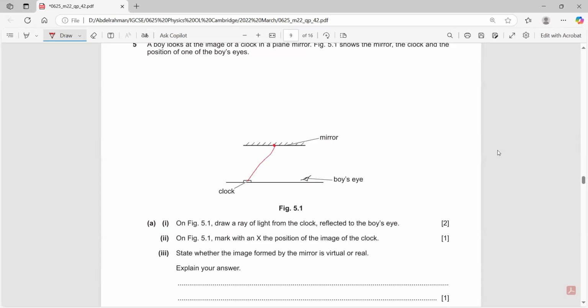Then you need to draw a straight line, using your ruler, from the clock to the mirror, and at this point you need to draw a normal line and make sure that the angle of incidence is equal to the angle of reflection. Angle of incidence has to be equal to the angle of reflection. So this is the first point. You drew a line from the clock to the boy's eye. Not bad, right?